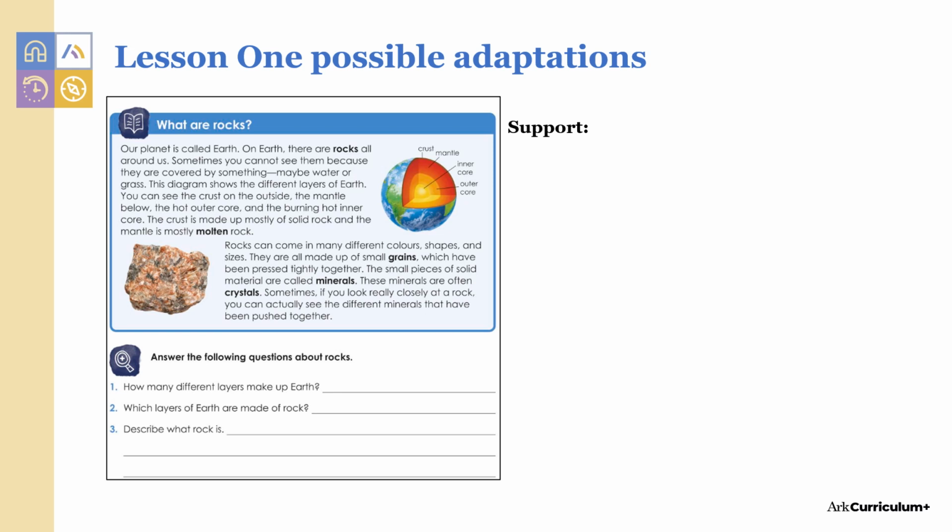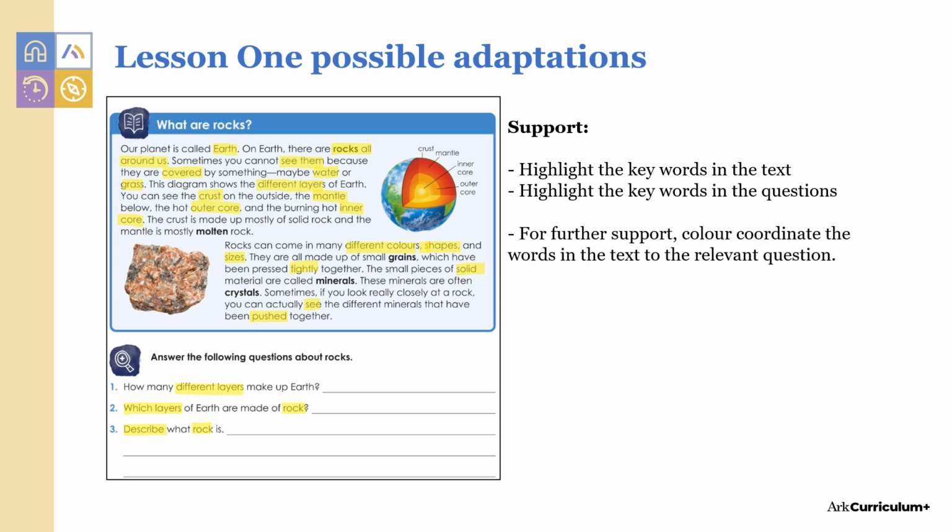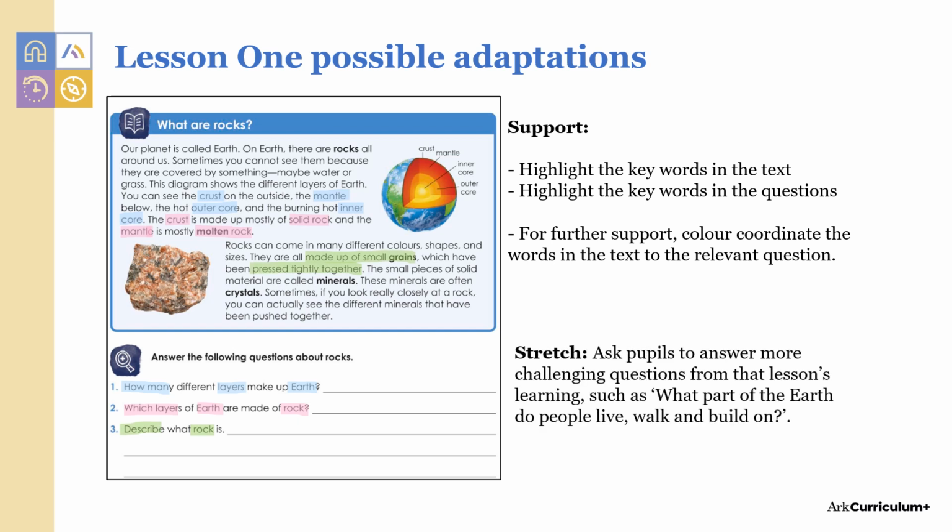In Lesson 1, pupils need to read a text then answer the following questions. You can support pupils by highlighting the keywords in the text. You could also highlight the keywords in the questions. For further support, you could colour coordinate the words in the text to the relevant question. Stretch pupils by asking them to answer more challenging questions from that lesson's learning, such as, what part of the earth do people live, walk and build on?